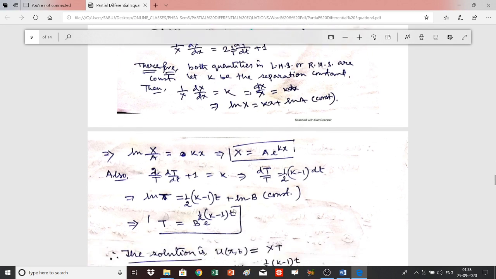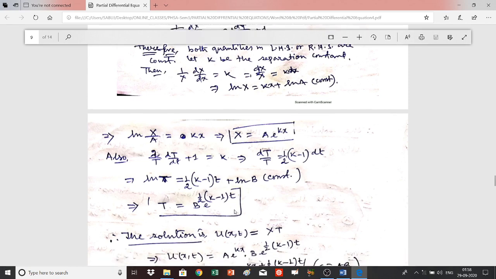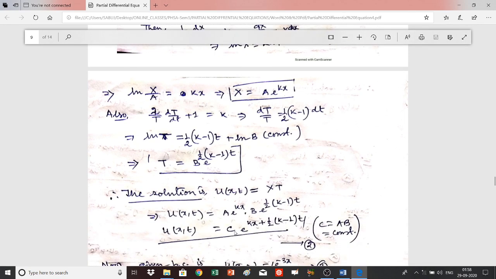And after solving this, you can get this is the complete methodology and the complete steps, and there is no problem to understand it. And finally you get T is equal to b e to the power half (k minus 1) into t. So the complete solution is here, u(x, t) is equal to a e to the power kx into b e to the power half (k minus 1) into t. Here a and b give you another constant c, so u is c e to the power kx plus half (k minus 1) into t.